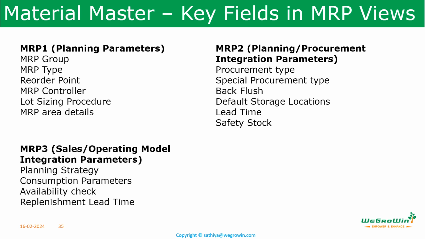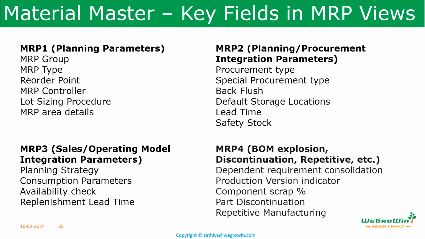In MRP3, we have the sales and operations related things like planning strategy, how the plan has to consume consumption details, availability check, replenishment lead time, those things are maintained. MRP4 has the manufacturing details like how the BOM has to explode, the production version indicator, component scrap definition, part discontinuation details, which is the replacement component, and the repetitive manufacturing concepts.